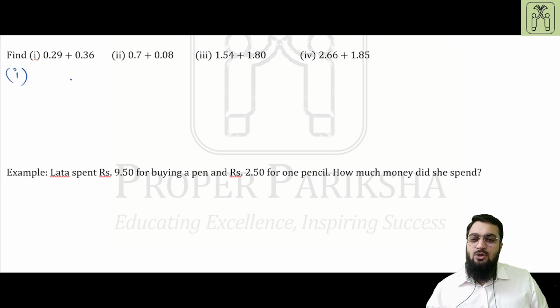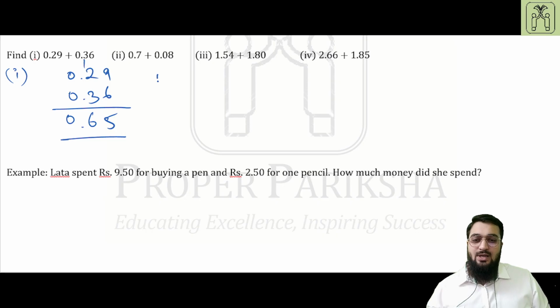What is that? 0.29 and 0.36. So 0.29 will be written, 0.36 will be written, and then 9 plus 6 will be added. That will give you 15. 1 will be carried over here. 3 plus 2, 5 plus 1, 6. Then 0.65 will be the answer.